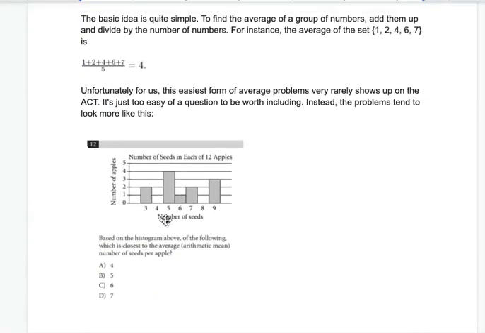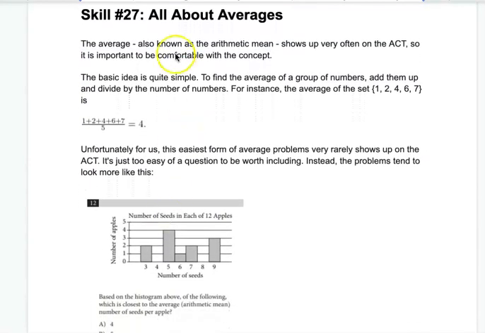All right, so skill 27 is all about averages. The average is the arithmetic mean, all right? And these show up on the ACT. There are usually two, sometimes even three questions on averages. So you definitely want to know it. There'll be like an easier question and a harder question in most cases.